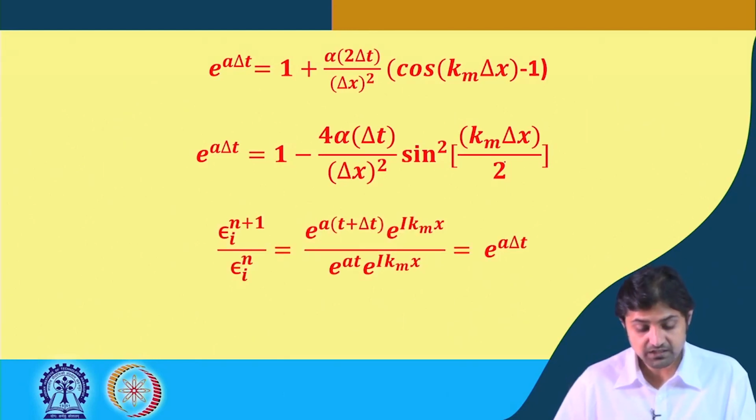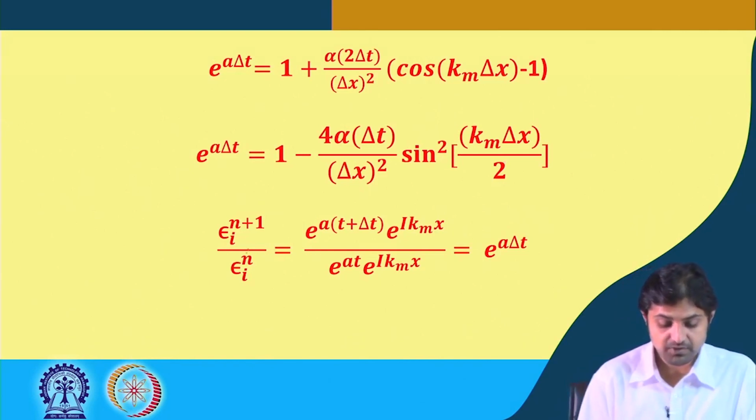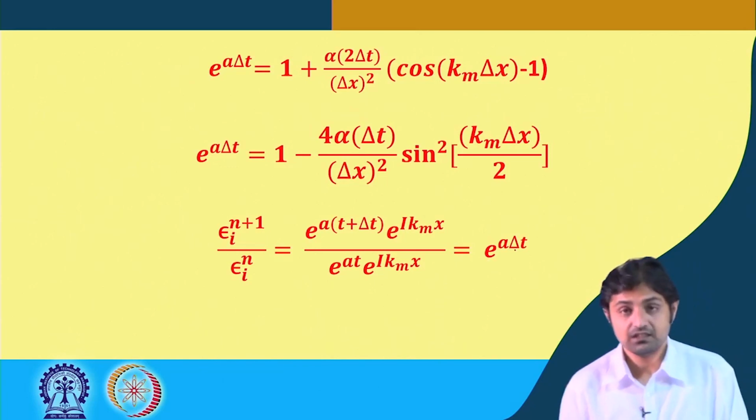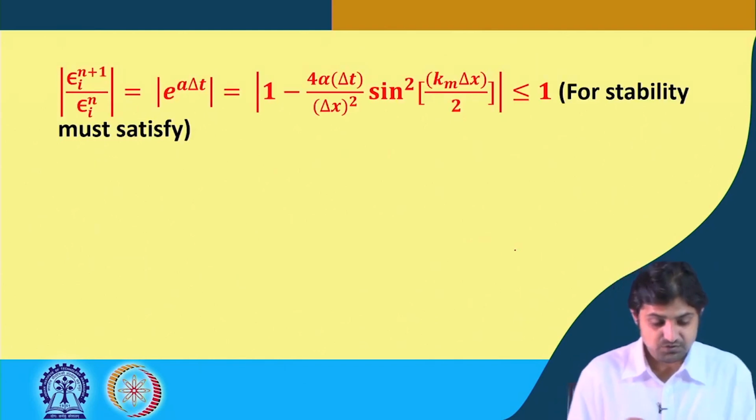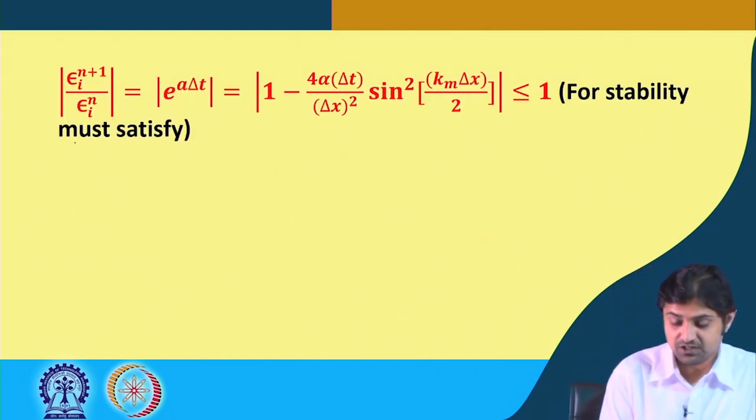Therefore we can write this e to the power n plus 1. See, we have got e to the power a delta t, therefore this error we can actually write e to the power alpha t plus delta t into e to the power I k m x divided by e to the power a t e to the power I k m x is equal to e to the power a delta t. So this equation must be satisfied for stability.